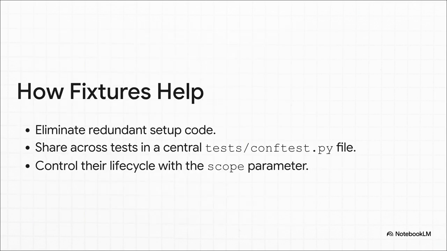So at the end of the day, fixtures are a game changer. They help you write tests that are cleaner, faster, and way easier to maintain. They just get rid of all that repetitive setup junk. And you can define them in one central file, a conftest.py, and then they're available to your entire project. You can even get fancy and control how often they run. Like maybe you have an expensive setup that you only want to run once for the entire testing session. A fixture can do that.